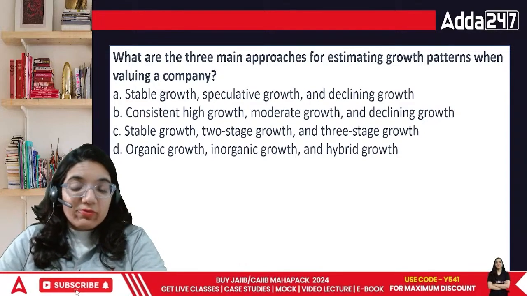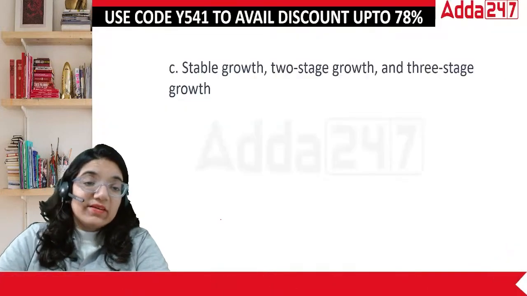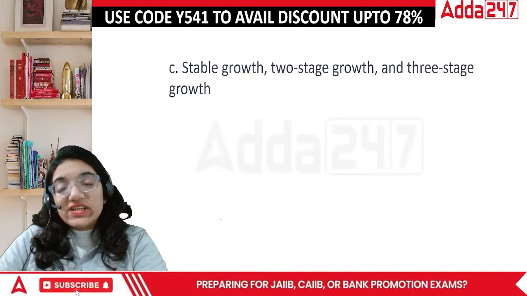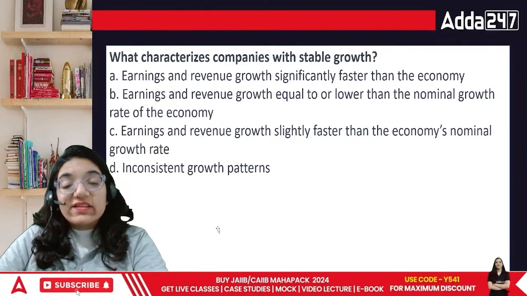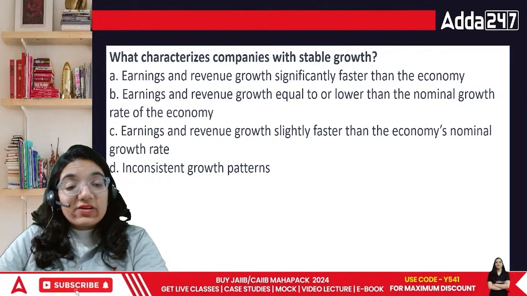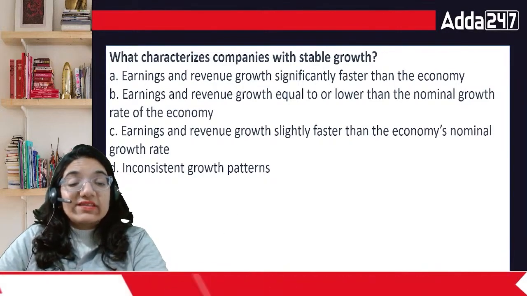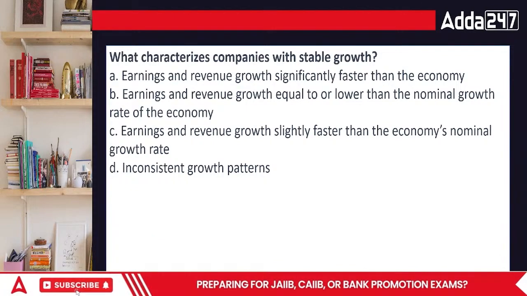Since you have seen the answer, what would it be? The answer would be C. Growth rate, two-stage rate growth, as well as three-stage growth. The growth factors and the particular topics, when we talk about the growth, there are certain methods through which you can actually find it out. Okay?